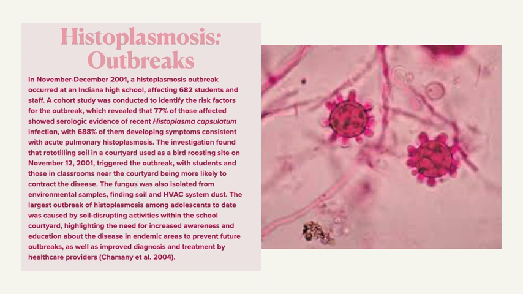Histoplasmosis outbreaks. In November to December 2001, a histoplasmosis outbreak occurred at an Indiana high school, affecting 682 students and staff. A cohort study was conducted to identify the risk factors for the outbreak, which revealed that 77% of those affected showed serological evidence of recent Histoplasma capsulatum infection, with 68% of them developing symptoms consistent with acute pulmonary histoplasmosis. The investigation found that disturbing soil in a courtyard used as a bird roosting site on November 12, 2001, triggered the outbreak, with students and those in classrooms near the courtyard being more likely to contract the disease.